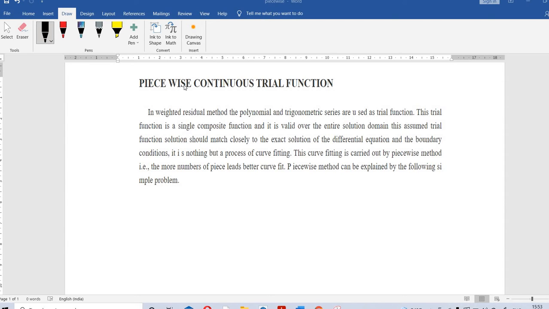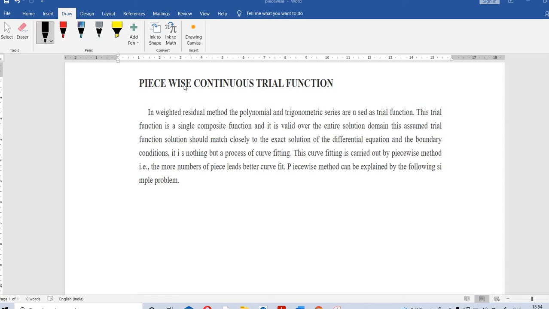So in this lecture, we are going to learn about how we can divide a trial function into a number of segments or pieces. This process is called the piecewise method. The trial function can be a polynomial function or a trigonometrical series in the weighted residual method. This is valid over the entire solution, over the entire domain within the boundary condition.